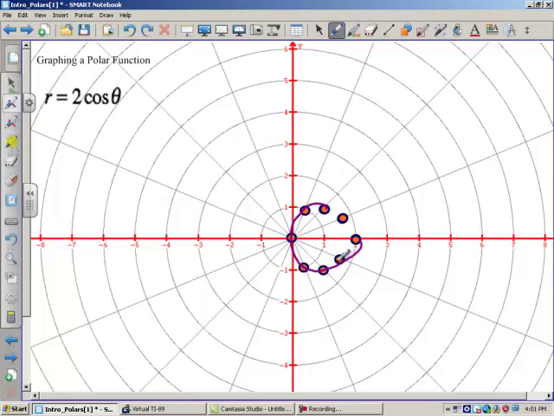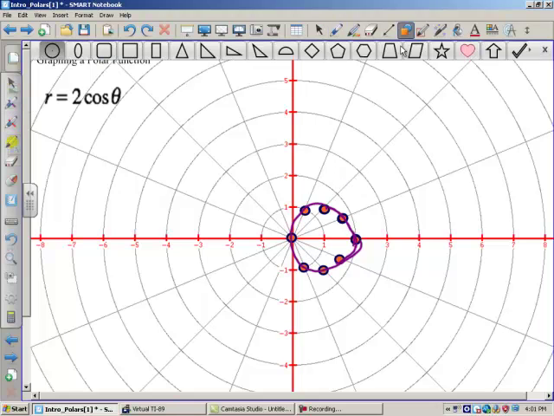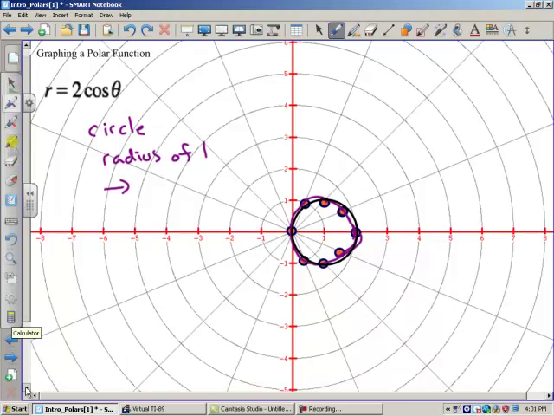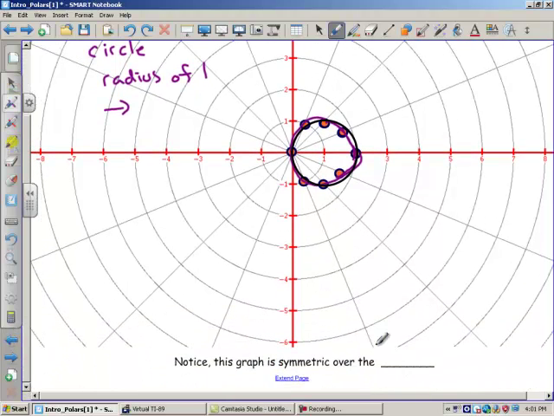Probably should have just let my dots speak for themselves, especially because of that right there, but whatever. Oh, you know what? I know how to draw a circle. I'll do that here. We get a circle of radius 1. Looks about like that. That's a better representation of what I wanted you to see. So we should know that this is a circle, and it's out to the right. It's out to the right because it's cosine, a circle with a radius of 1, and it's pointing to the right. I also want you to notice that this graph is symmetric over the x-axis. That is because cosine is an even function, so you're going to have symmetry.